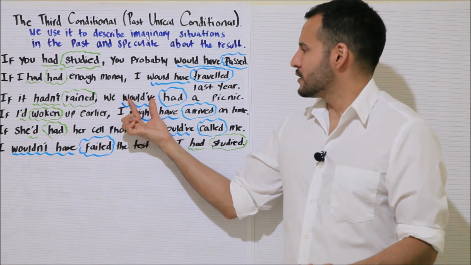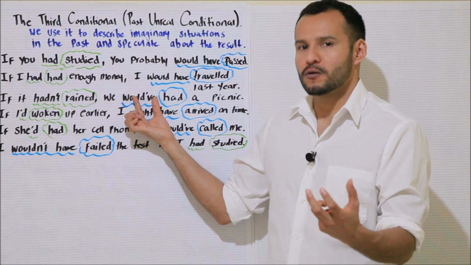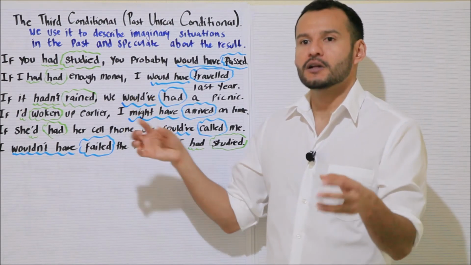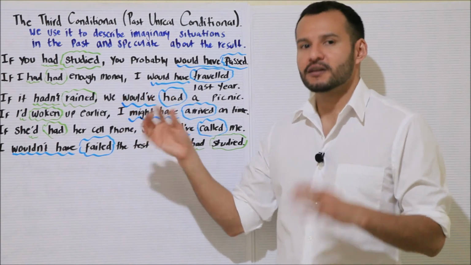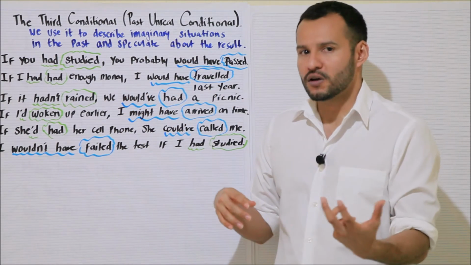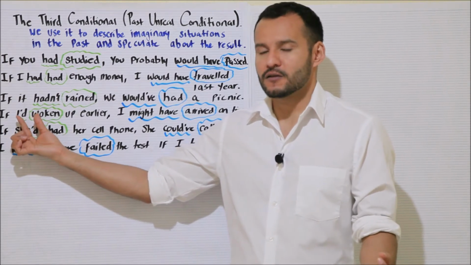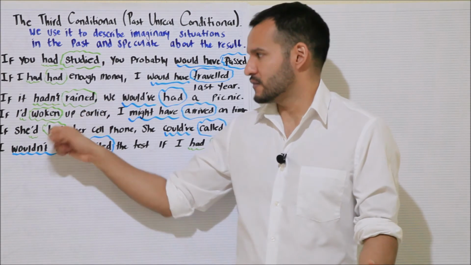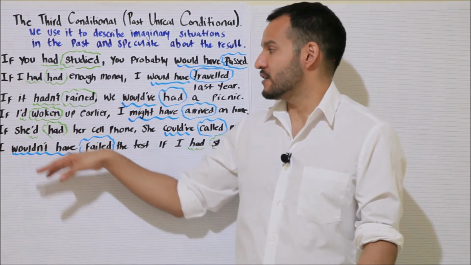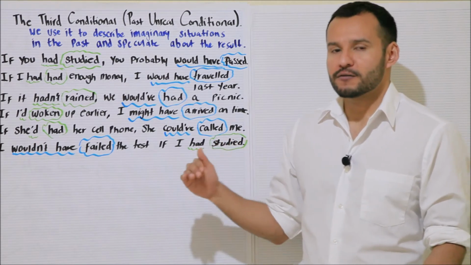Pay attention to the contraction. As with any other sentence in English, many modal auxiliaries or auxiliaries in general have specific contractions. So in this case, would have can contract to would've, and the auxiliary had can also contract with pronouns as apostrophe d. So in the fourth example, it says, if I'd woken up earlier today, I might have arrived to work on time.